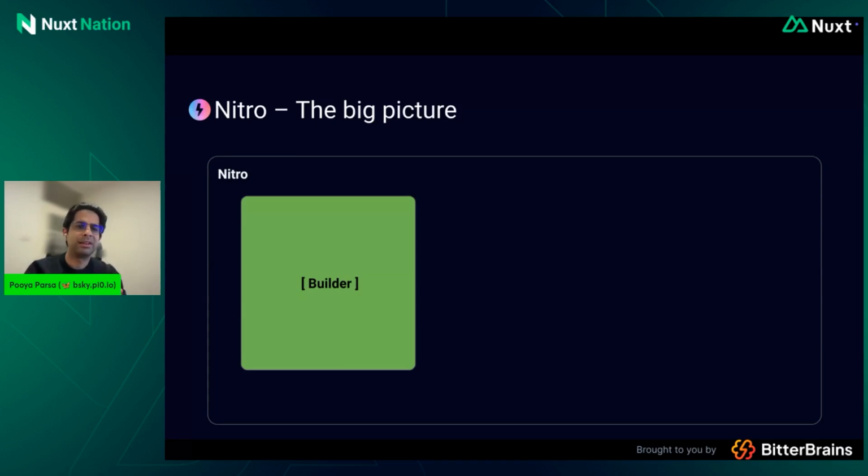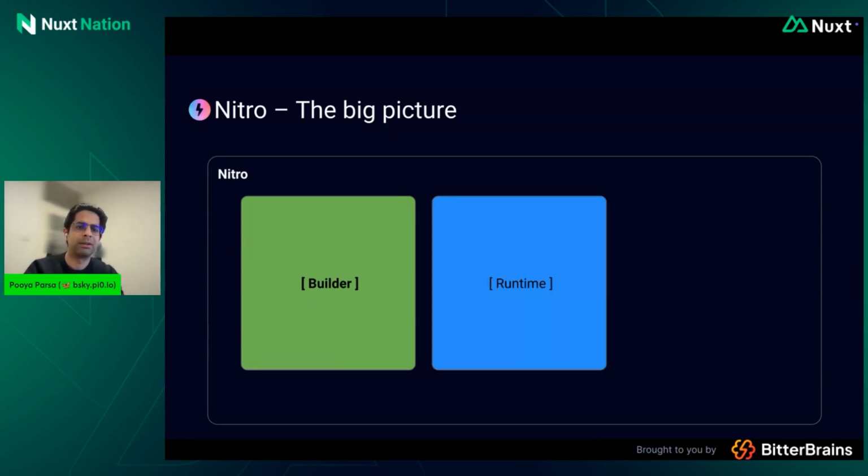Builder is the job of Nitro. It takes your code, combines it with Nuxt and any other library, and builds them together, whether it's at development time for the dev server or in production. It's a builder at first, and it's using Rollup for that.